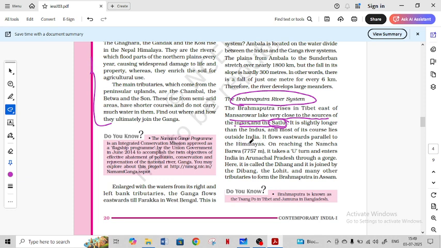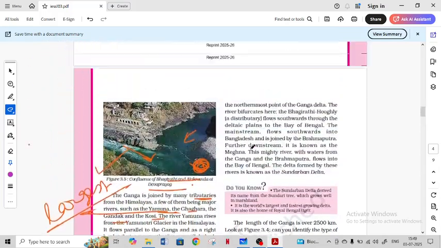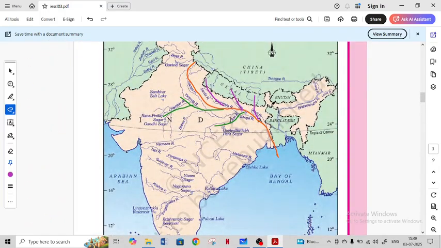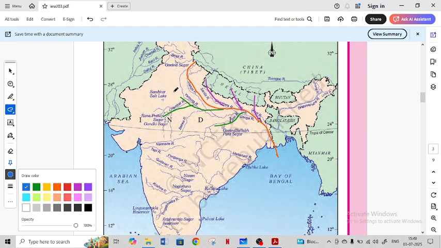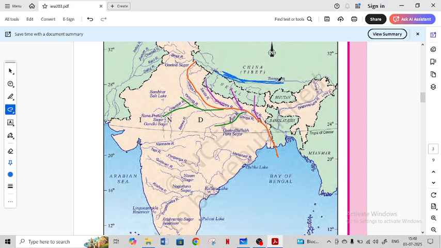It flows parallel to the Himalayas. On reaching Namcha it takes a U-turn. Where is this Namcha? Let's take a look at the map. Here, Brahmaputra comes from, I just change my color. Yes, Brahmaputra coming from here. Here we have Namcha in this northeastern region. Namcha is one of the highest peaks of the Himalayas.